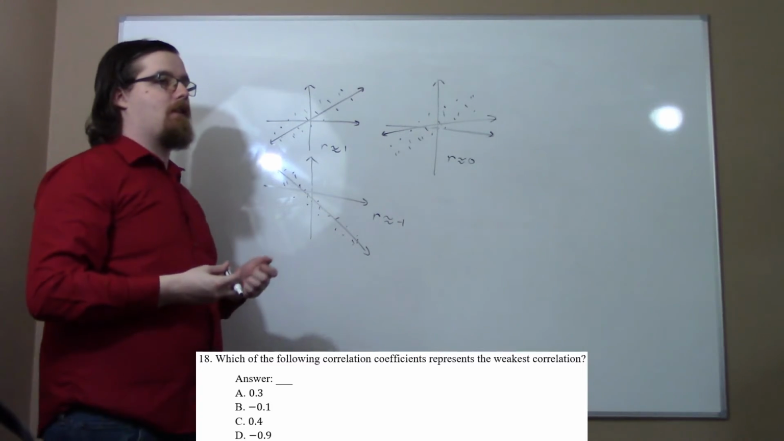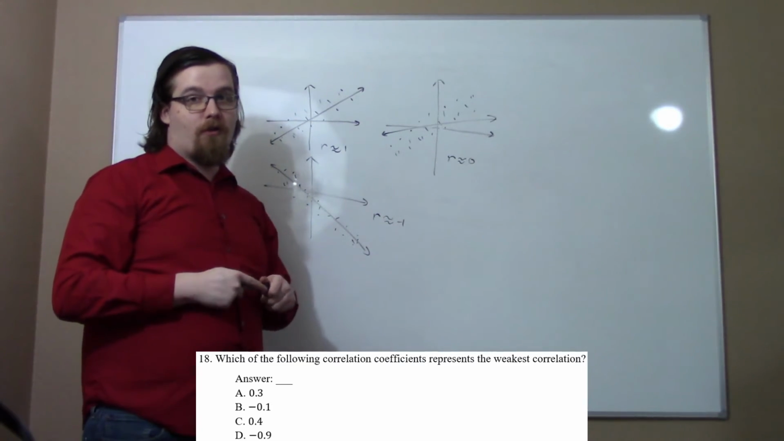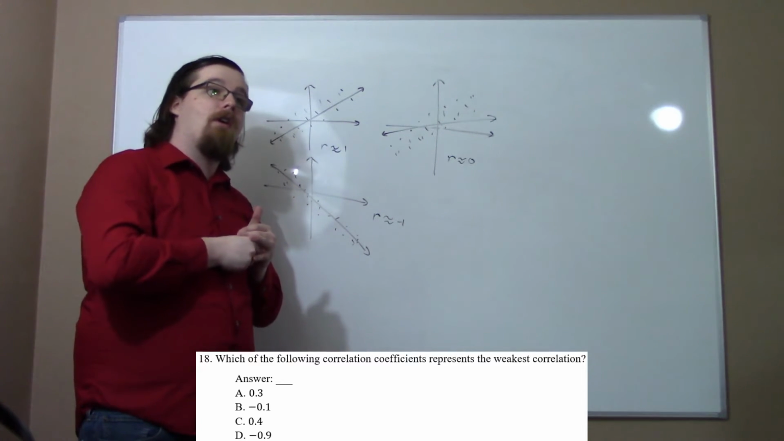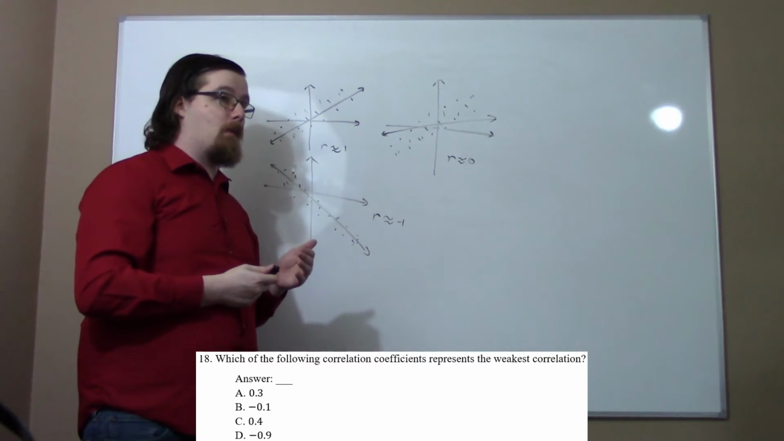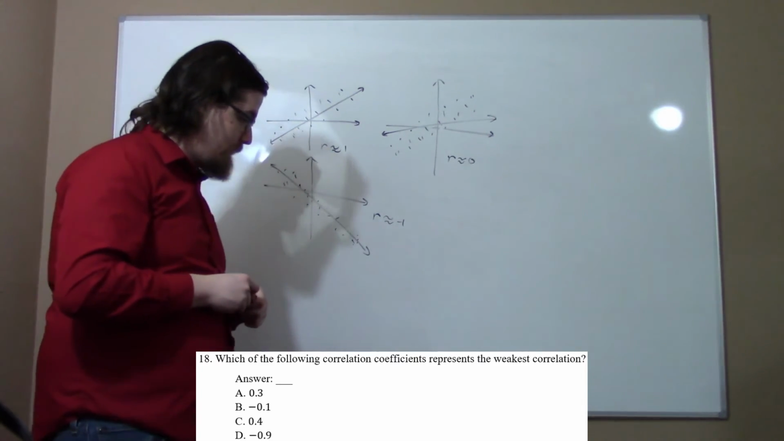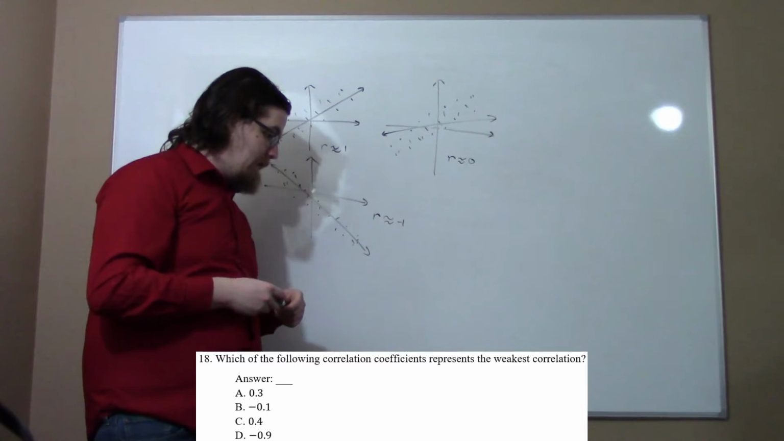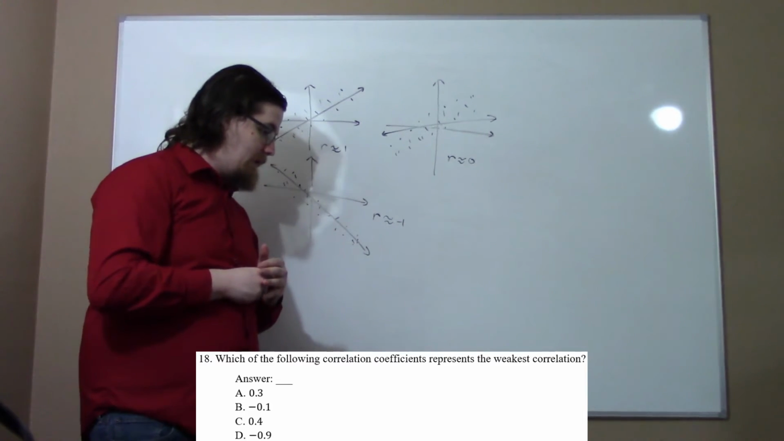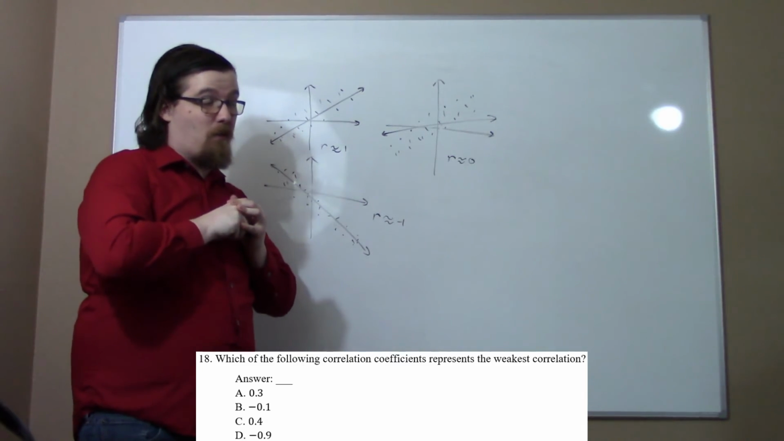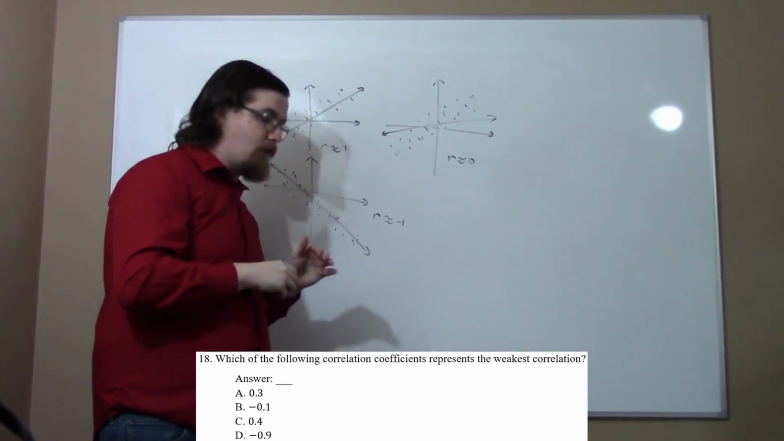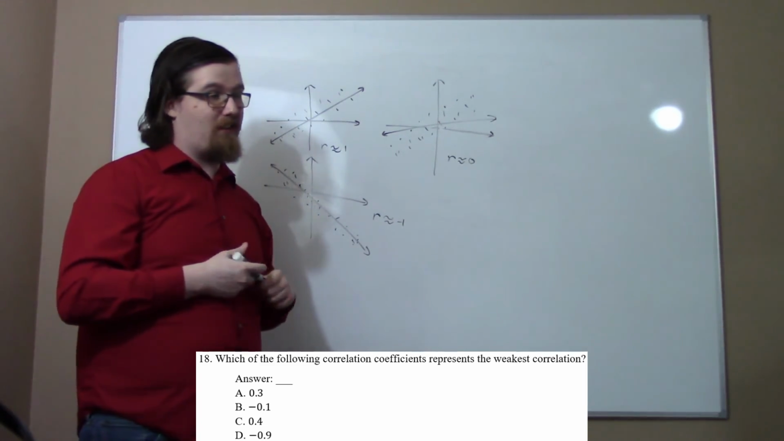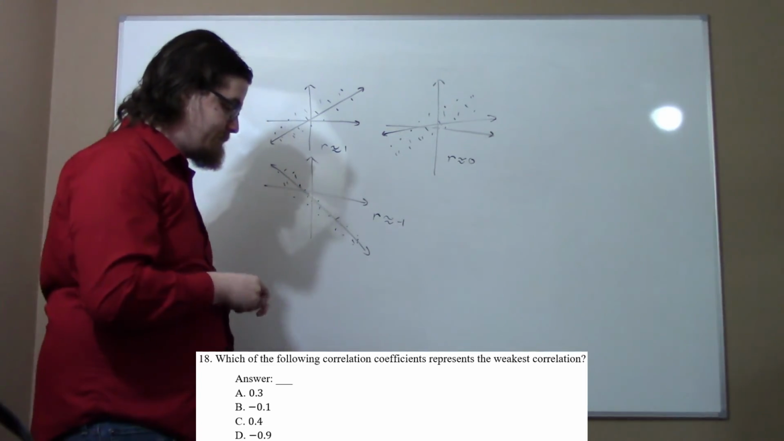Now knowing this, we can say that a strong correlation is a correlation who is closer to 1, and a weak correlation is one closer to 0. Looking at our answer choices, we can see that -0.9 is strong, -0.1 is weak, and the others are sort of in the middle. So our answer choice is going to be answer choice B, as that is the weakest correlation.